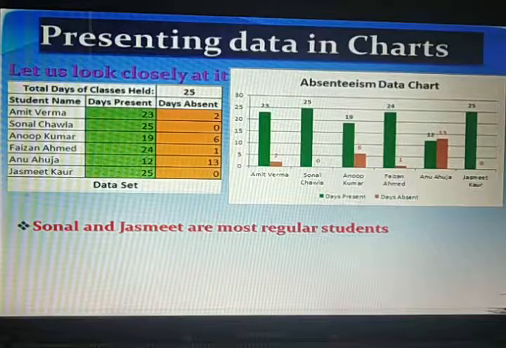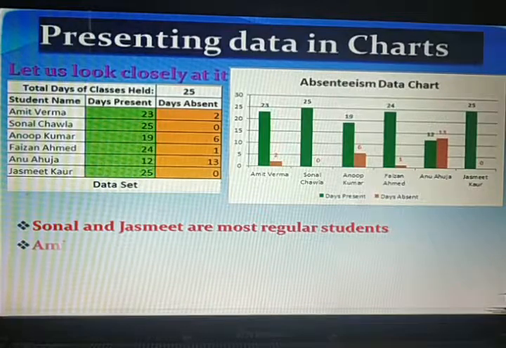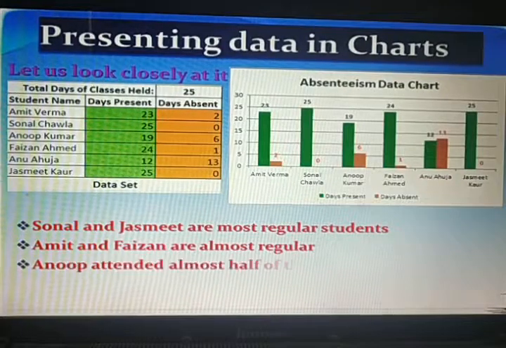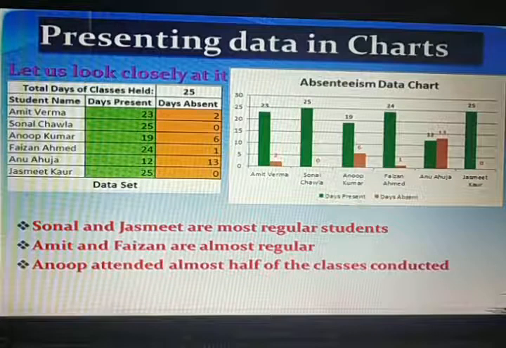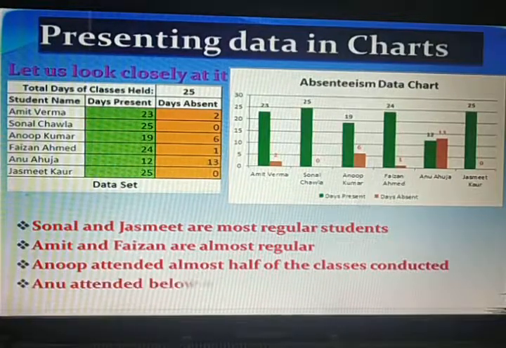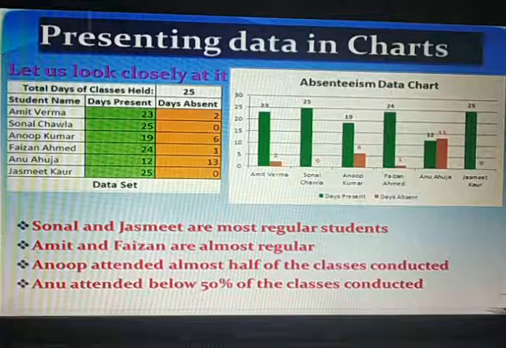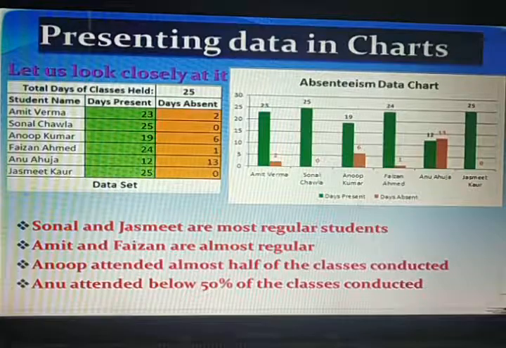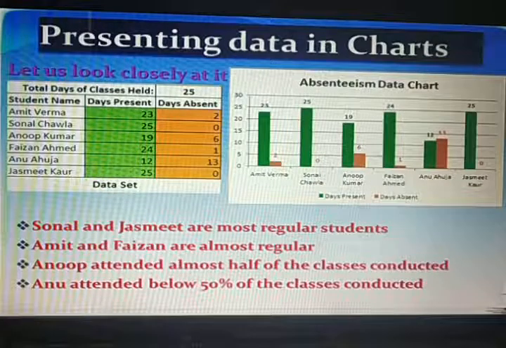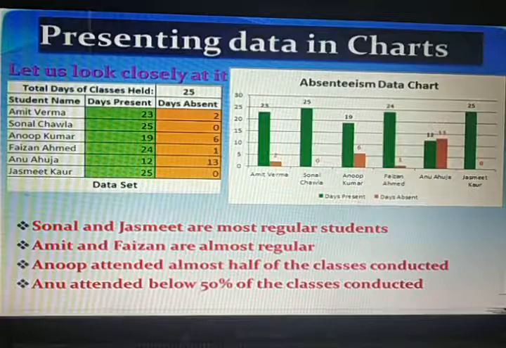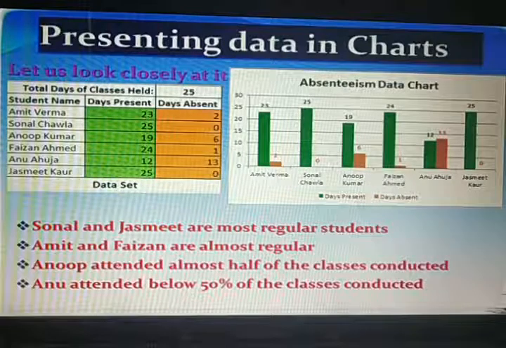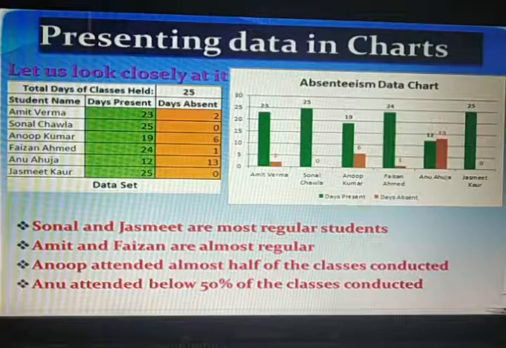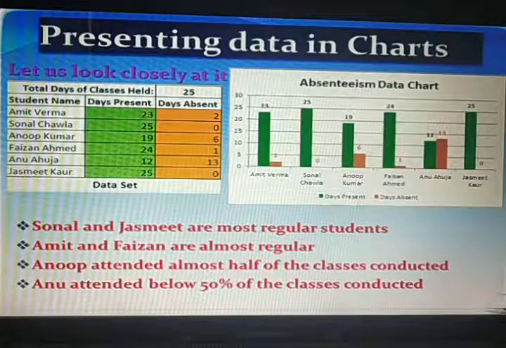Sonal and Jasmeet are the most regular students. Amit and Faizan are almost regular. Anup attended almost half of the classes conducted. Anu attended below 50% of the classes conducted. Whose studies are likely to be affected? You can surely figure it out. What we did just now is called analysis.